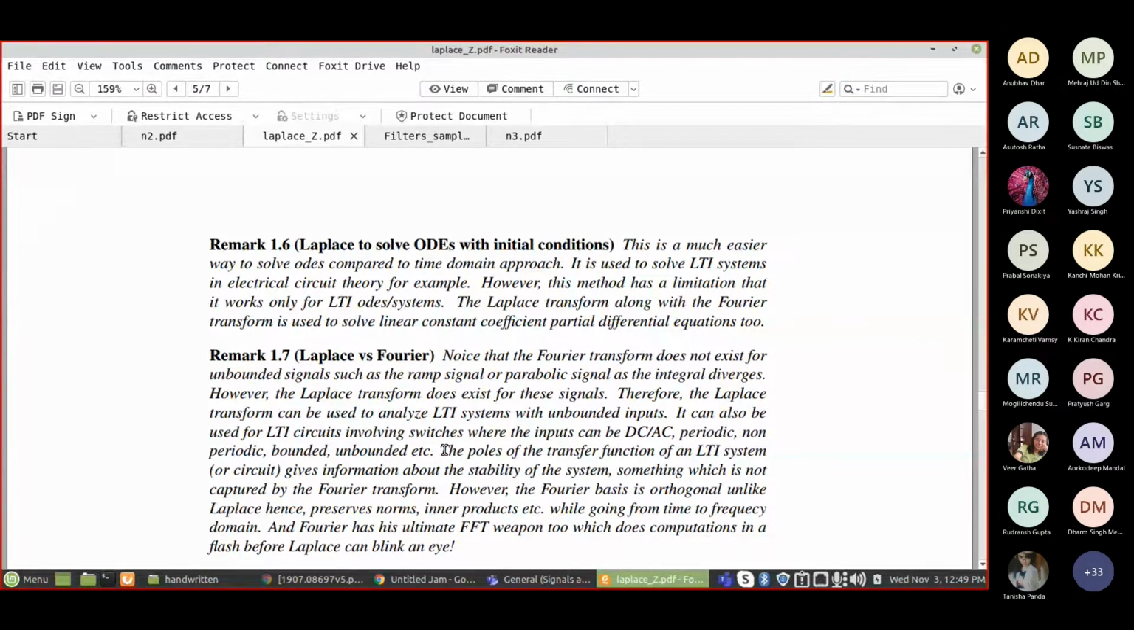So the second point for Laplace is stability. Fourier cannot say anything about stability. You have to go to the time domain and see if the function is absolutely integrable. But Laplace gives us an interpretation in terms of poles. So if you know your system is causal, etc., then just by locating the poles of the transfer function, you can conclude about stability. And Laplace has another advantage.